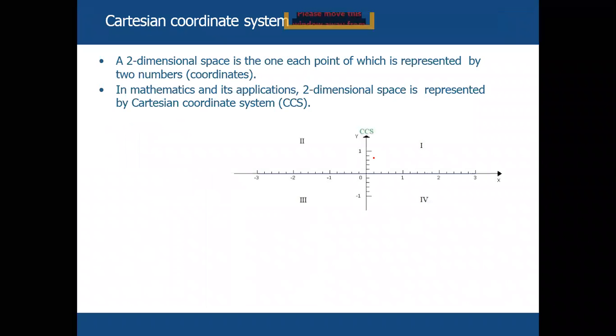Okay, next one. We have two-dimensional space, and you know that in two-dimensional space, we have a rectangular coordinate system or Cartesian coordinate system. As you know, in a rectangle all angles are 90 degrees. You can see in this XY plane, or rectangular coordinate system, all four angles are 90 degrees. Therefore we call it a rectangular coordinate system, or you can say Cartesian coordinate system.